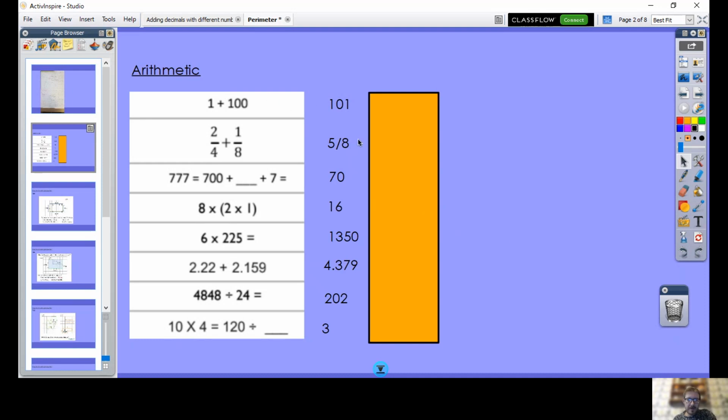So 100 add 1, 101. 2 quarters add 1/8, so you find the same denominator. Partitioned 777, and you've got 700, you've got 7, so missing the 70. 8 times 2 times 1, so do the brackets first to get 2, and then multiply that by 8. 225 times 6, adding the decimals together. Division, either using a short division method, or you could have used long division, and then balancing this out, so working out this side, and then working out what the missing number will be to get the same as this side.